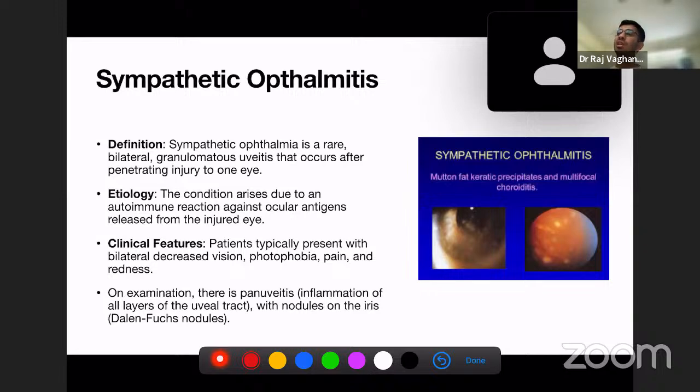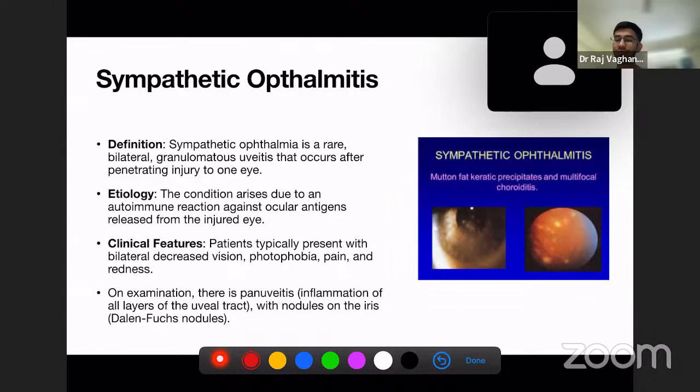Now it is sympathetic ophthalmitis. Sympathetic ophthalmitis is a rare bilateral granulomatous uveitis. Uveitis means inflammation of the uveal tract that occurs after penetrating injury to one eye. First of all, let me tell you, it is a very rare and bilateral disease.